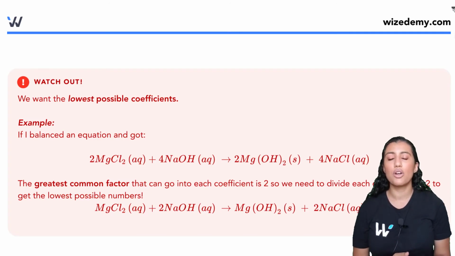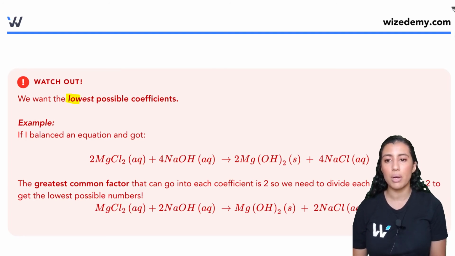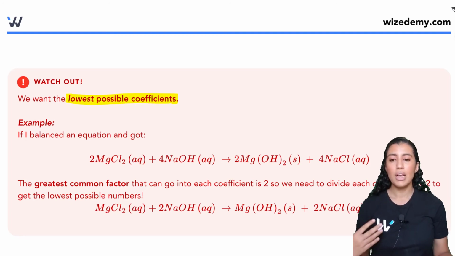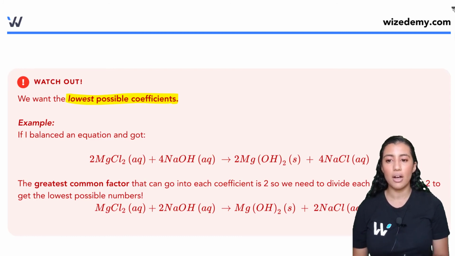Finally, I just wanted to show us a quick example of how you can simplify a reaction to make sure that you get those lowest possible coefficients we talked about. So let's say I balanced an equation and I got these stoichiometric coefficients. Do you think those could be simplified further? So yes, they could be. So what number do you think I'd want to divide each of those stoichiometric coefficients by?